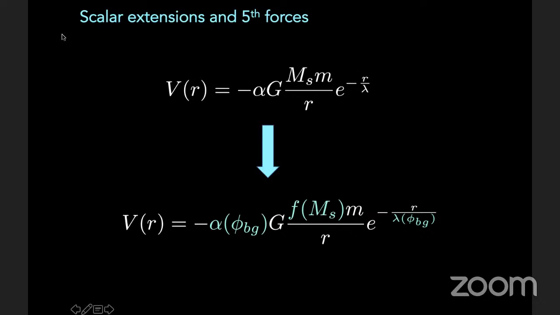Maybe it's the range of your field force that's not equal everywhere. So maybe it's the mass of the scalar field that depends on where it's sitting. So in some environments, its effective mass is bigger, and in others it's smaller, and so the range of the force can change. Or maybe instead of being sourced by an entire mass, it's only sourced by some part of it.